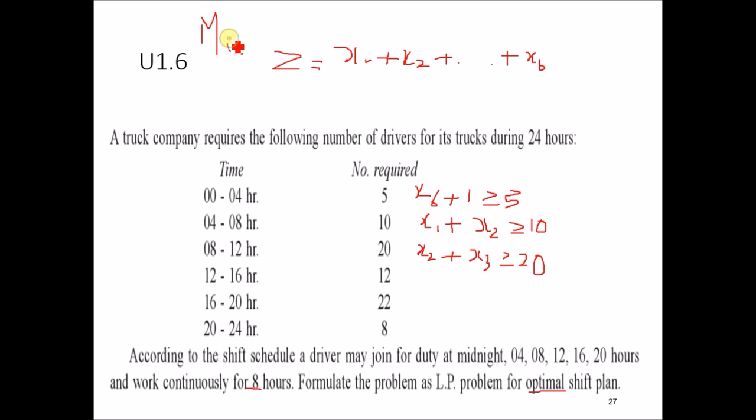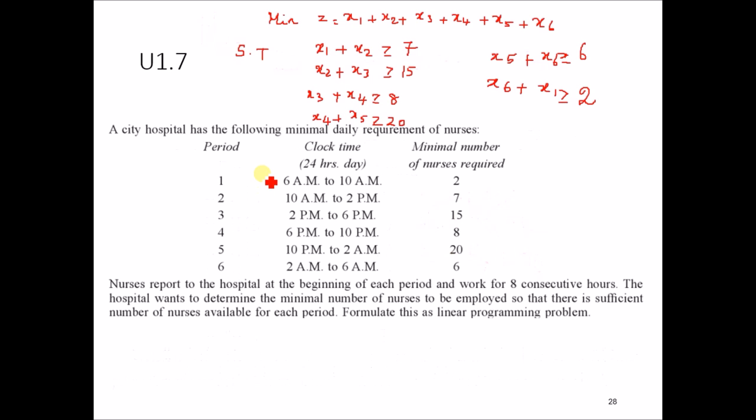So we will look at a similar example. A city hospital has the following minimal daily requirement of nurses. The period is given, the clock time is given, and the minimum number of nurses required. If the problem says minimal, the problem is a minimization problem, and the nurses are asked to work 8 continuous hours. So from 6 to 10 it is only 4 hours. From 4 to 12 it is 4 hours.